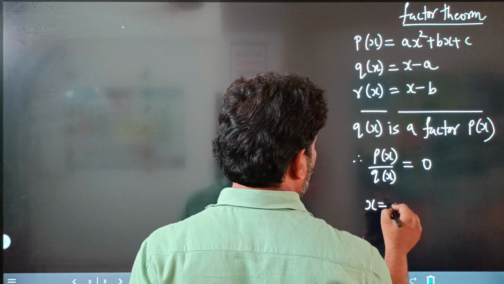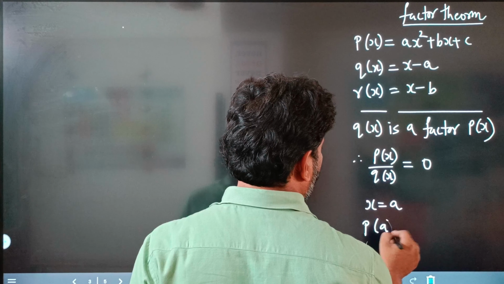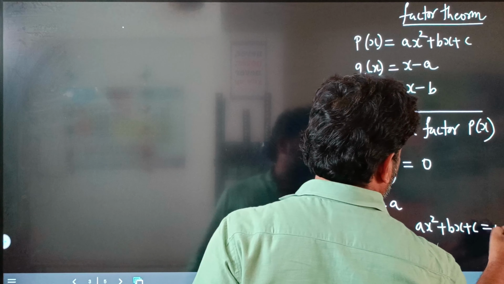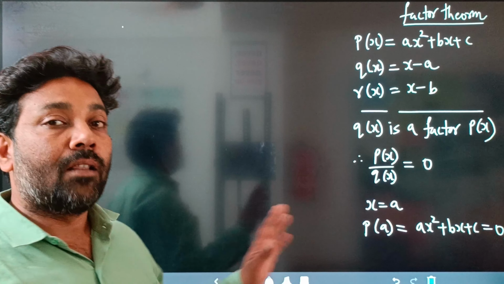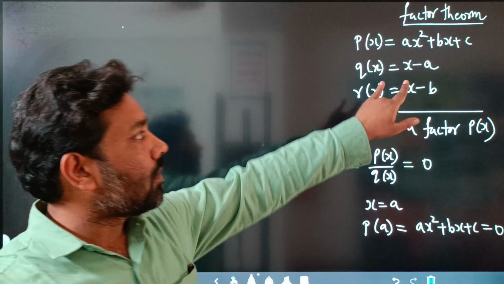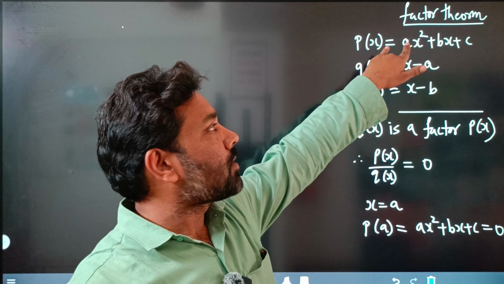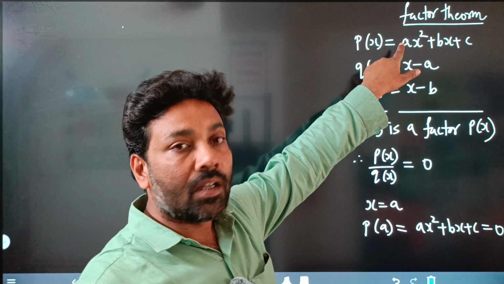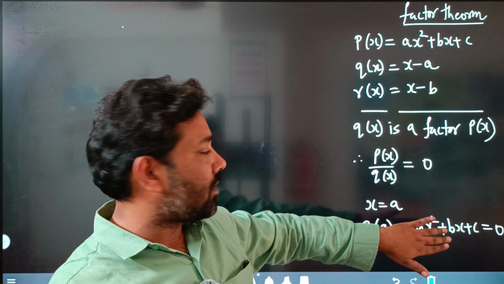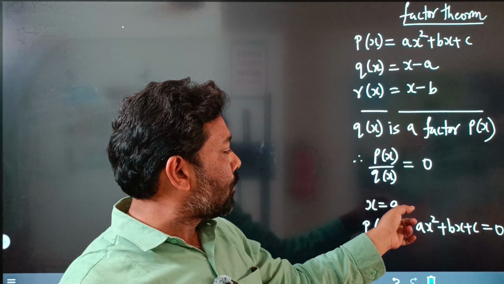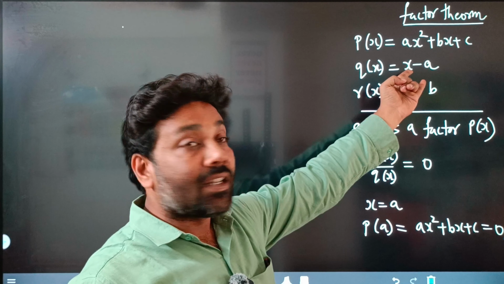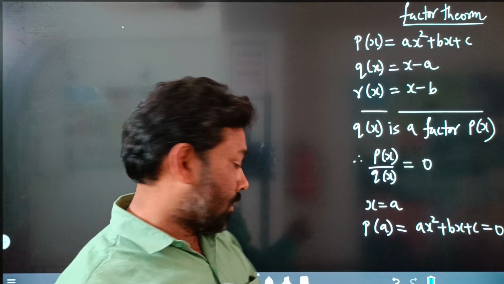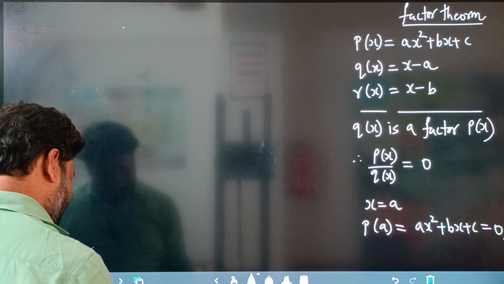It means that when you substitute x equal to a, when you solve p of a, you should get 0. So the factor theorem helps us to confirm that the given polynomial is a factor of some other polynomial. In order to confirm that, we'll make use of the remainder theorem. As per the remainder theorem, if you put x equal to a, and if this is exactly a factor of this, then p of a should give you 0. Let's see some questions based on this.